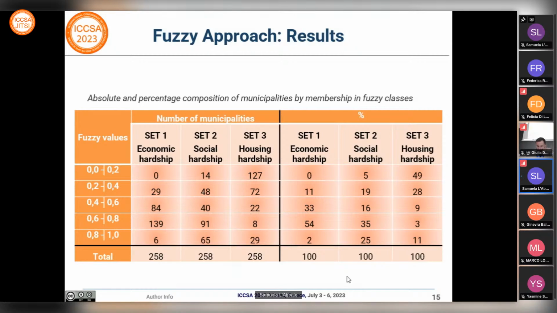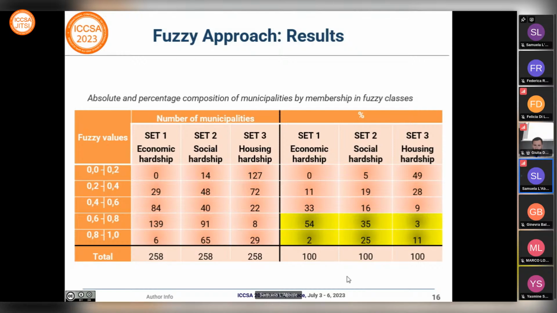As a result of the application, we classified the Apulian municipalities based on the fuzzy values, obtaining the classification shown in this table. High values are significant of a municipal situation of poverty, and vice versa. Low values are significant of a situation of no hardship. In particular, the percentage of municipalities with high economic hardship, fuzzy value between 0.8 and 1, appears to be smaller, 2%, than the percentage representing social hardship, 25%.